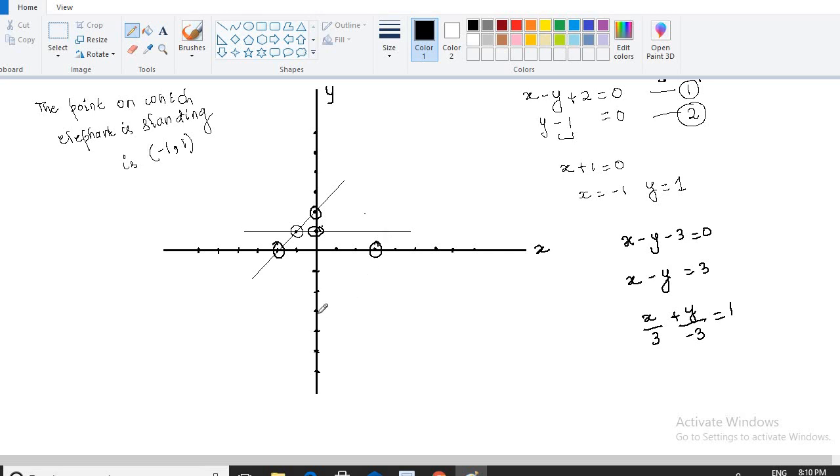This will be 3 comma 0, and this will be 0 comma minus 3. Let's join these points by a line. So I joined these points by a line. Now one thing you will observe: this line represents x minus y plus 2 is equal to 0, and this one is x minus y minus 3 is equal to 0. So both of these lines are parallel lines.